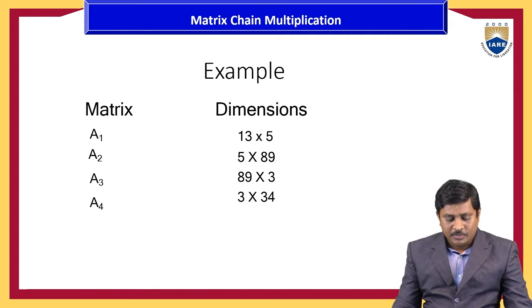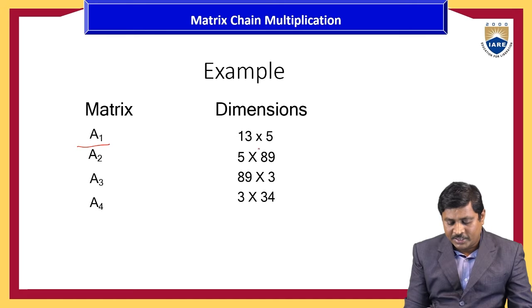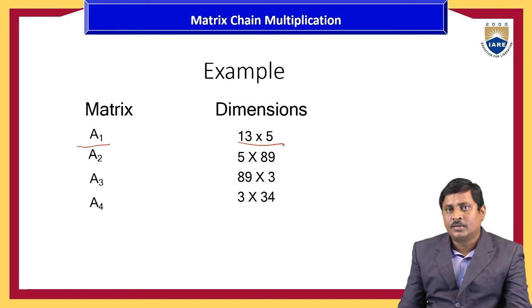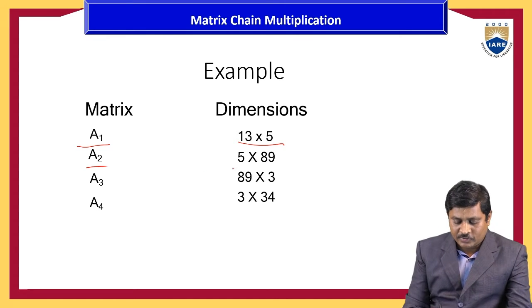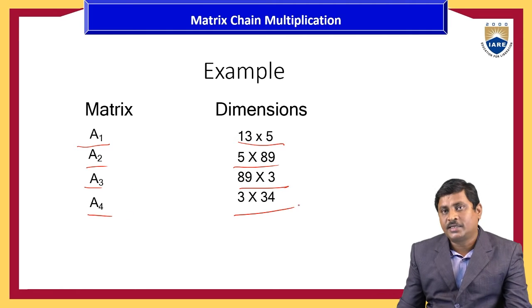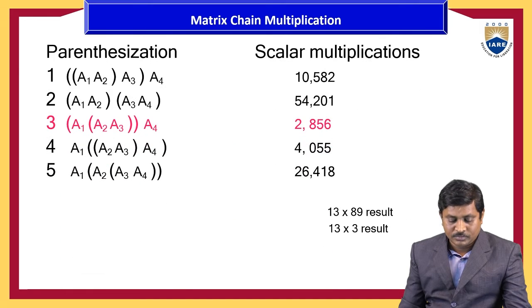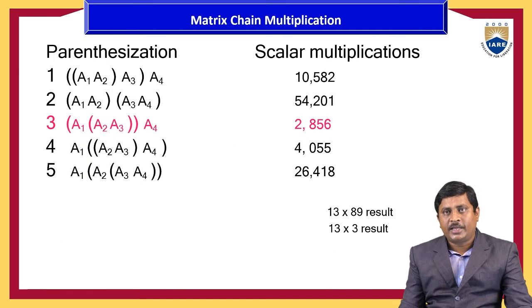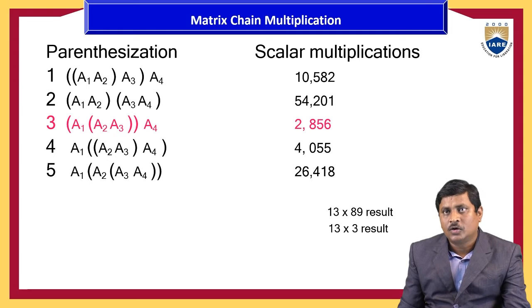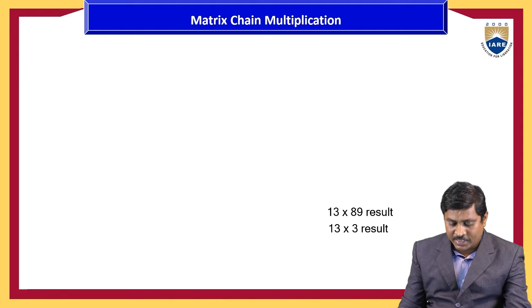So here, for example, four matrices are given. The dimensions are: A1 is 13 by 5, A2 is 5 by 89, A3 is 89 by 3, A4 is 3 by 34. Now, we multiply these in different ways, and we get the number of scalar multiplications.